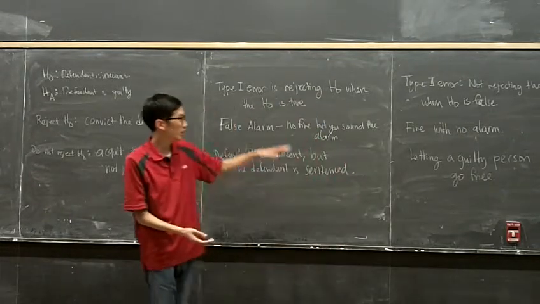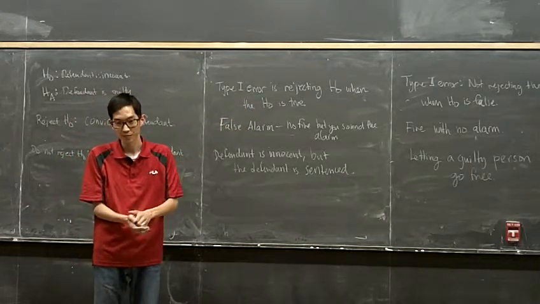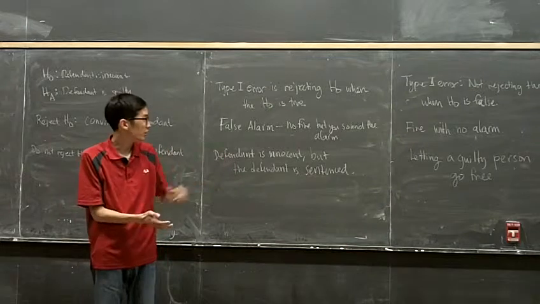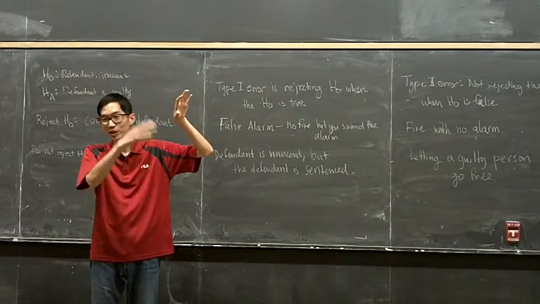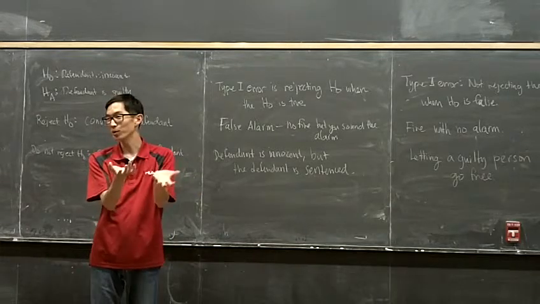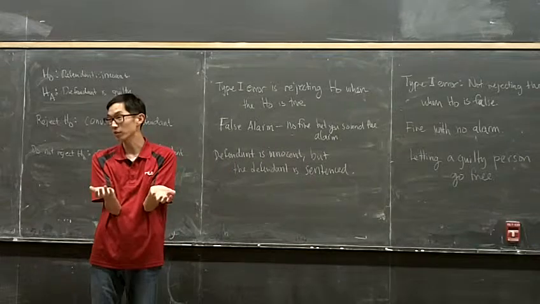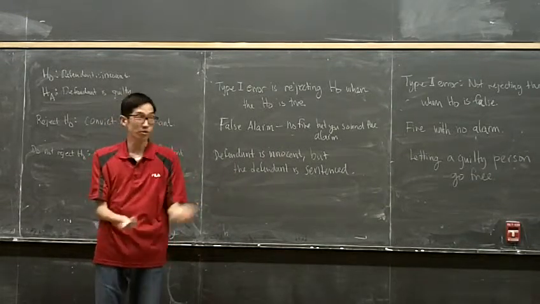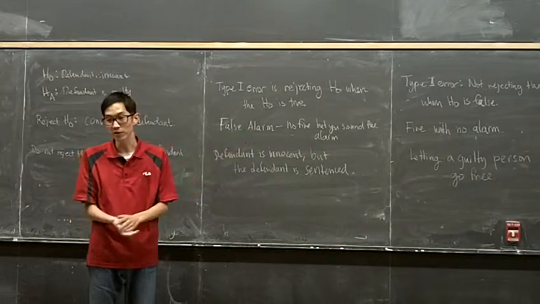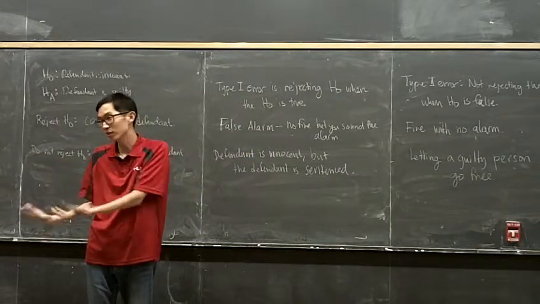So one is a type 1 error. A type 1 error would be rejecting the null: you believe that there is a difference between placebo and treatment when there is no difference. That's a type 1 error. And a type 2 error is you don't reject the null when the null is actually false. So there really is a difference between the placebo and treatment, but you believe that there is no difference.